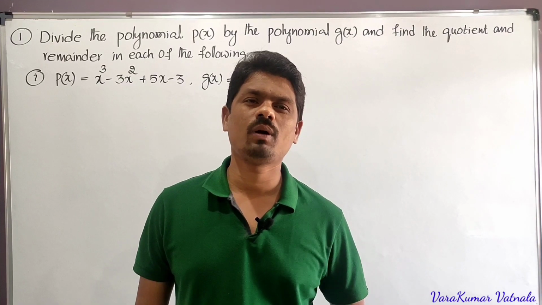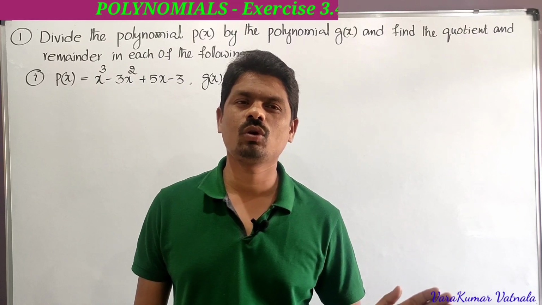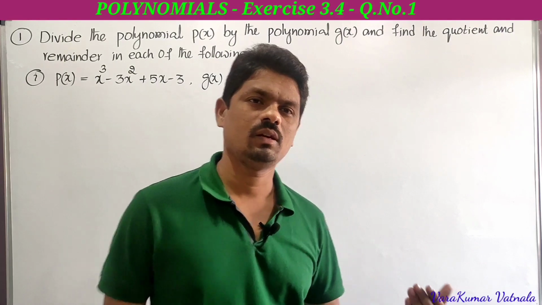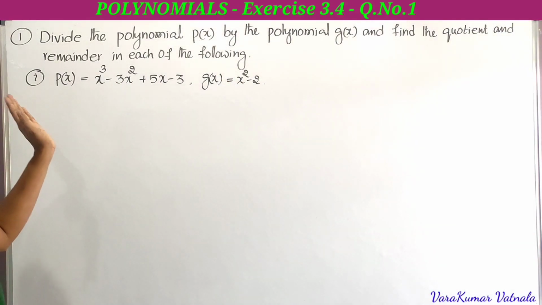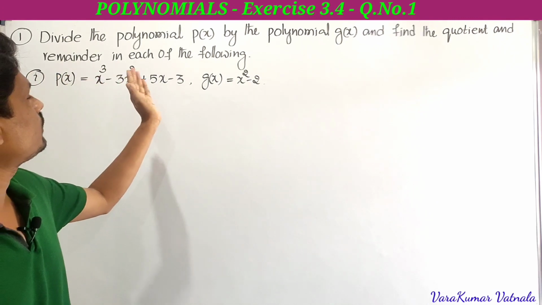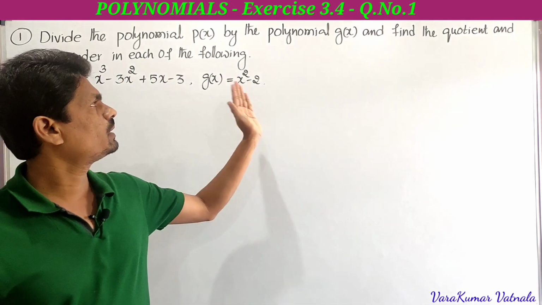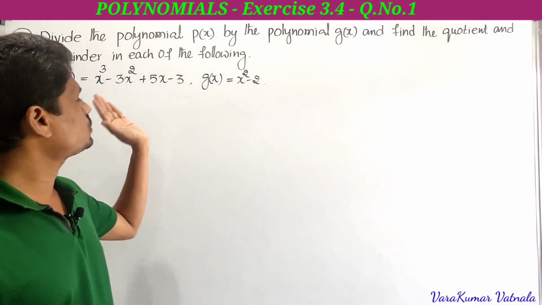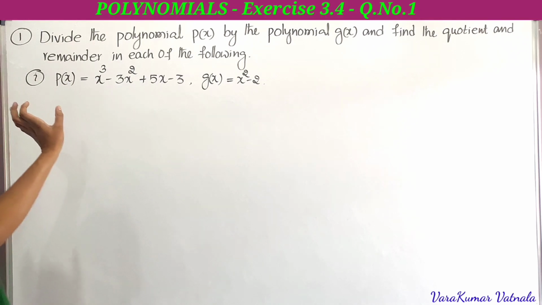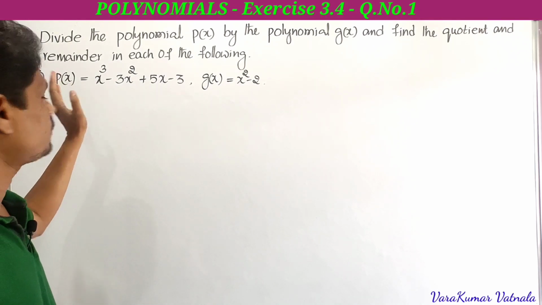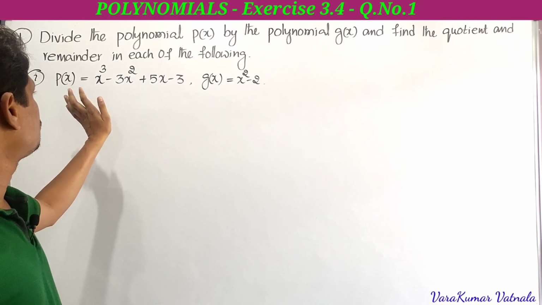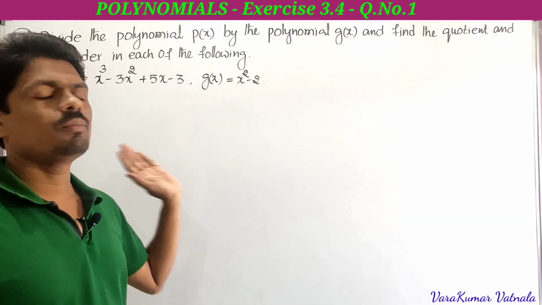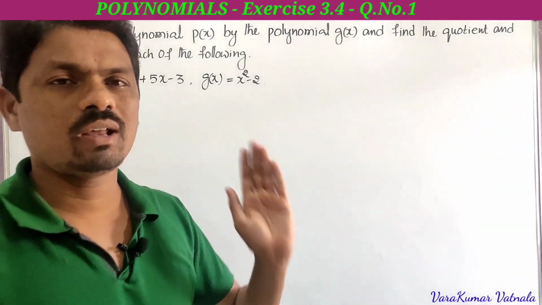A problem from polynomials exercise 3.4, first problem. It is based on the division algorithm of polynomials. See here what he is asking us to find. Divide the polynomial p of x by the polynomial g of x and find the quotient and remainder in each of the following. Here there are three parts in the first problem. This is the first part: p of x is equal to x cube minus 3x square plus 5x minus 3, g of x is equal to x square minus 2.